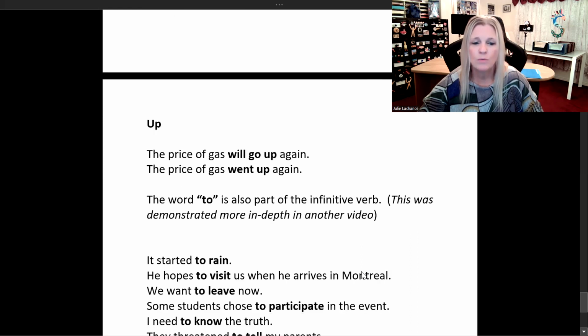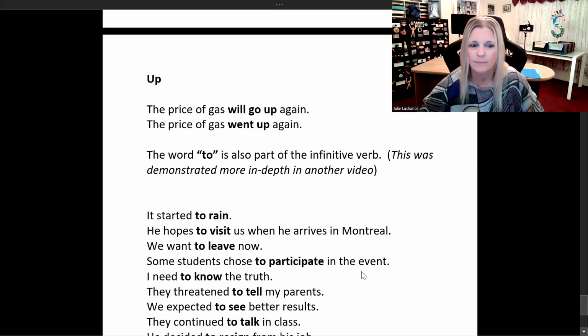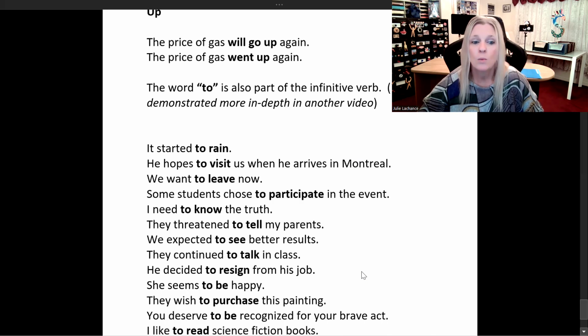The word to is also part of the infinitive verb, so don't confuse it. This was demonstrated more in depth in another video. So to is part of the infinitive. It started to rain. He hopes to visit us when he arrives in Montreal. You see, it's not a preposition here, and there's no movement. It's just part of the infinitive. We want to leave now.